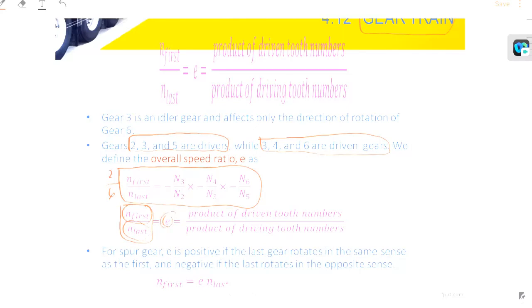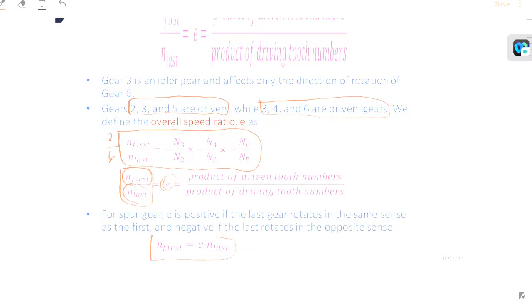When you get the overall speed ratio, you will know the required rotating speeds in RPM. Then we could calculate the first rotating speed of the gears, if you have calculated the overall speed ratio.